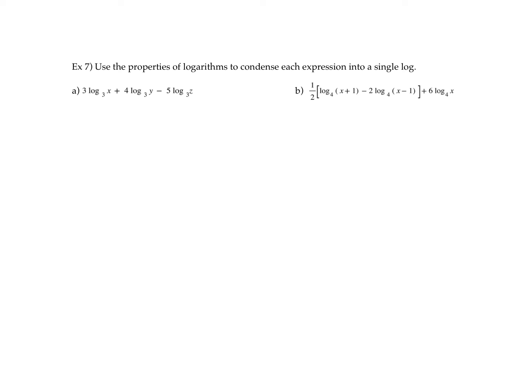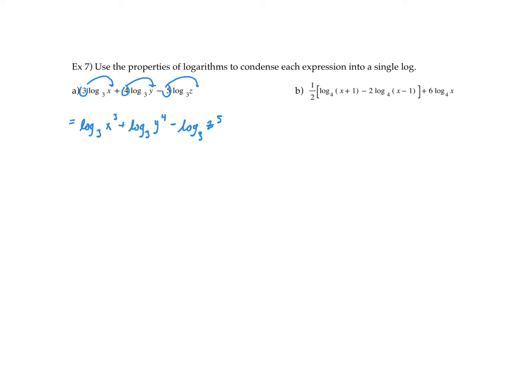Okay, so now we're going the other way, right? We're going to use the properties of logarithms to condense each of these. So no common logs or natural logs. These are just 2 good practice problems. So the first thing we want to do is take those exponents and put them onto the variables, okay? So before we try to smush anything together, we're going to rewrite it as log base 3 of x to the 3rd plus log base 3 of y to the 4th minus log base 3 of z to the 5th.